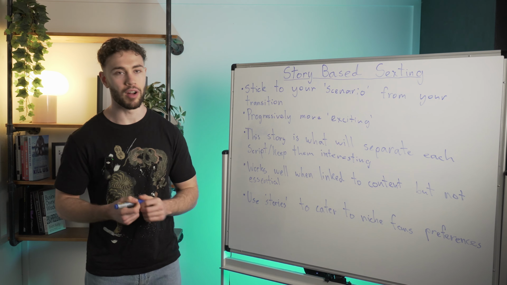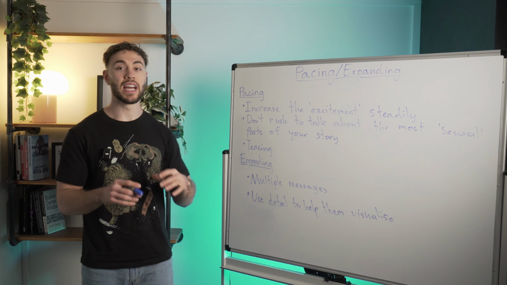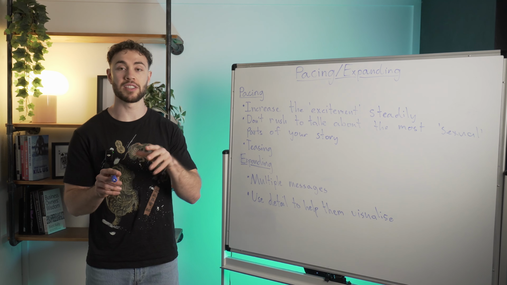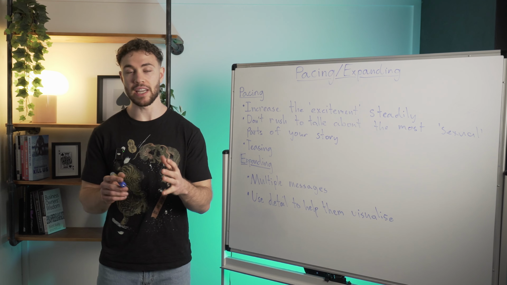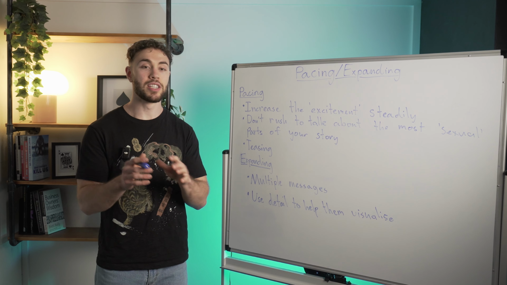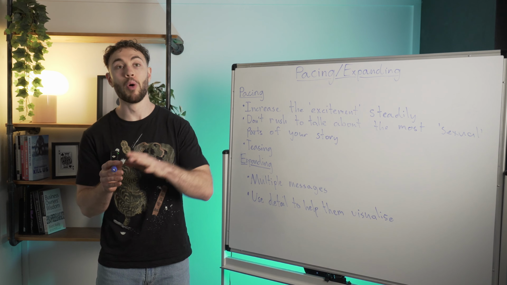Pacing and expanding. Like I was saying before, pacing is just how fast your script gets more and more exciting. Now, it can be tempting when you're writing a sexting script to talk about the more exciting stuff sooner. But really you want to increase the excitement steadily. Don't rush to talk about the most sexual parts of the story, like let's say having sex. Because if our goal is to keep the fan interested for as long as possible, if we rush to talk about the most exciting thing possible, then they're just going to slowly get less and less excited because there's nothing more exciting to talk about from there.